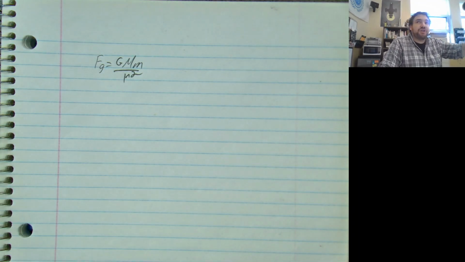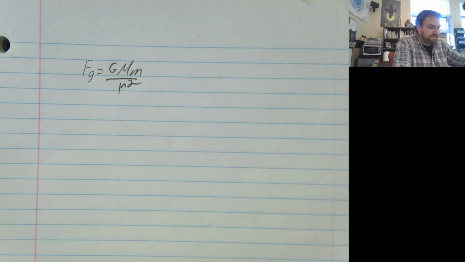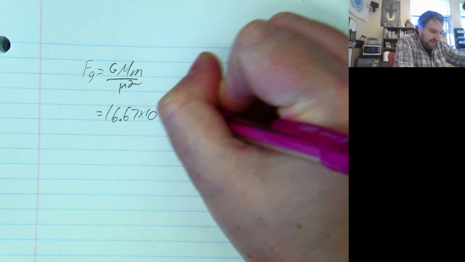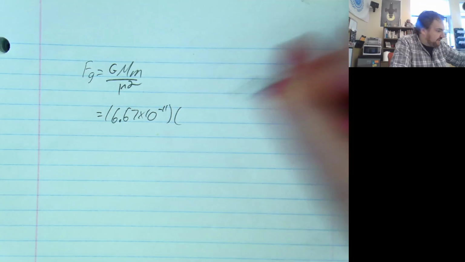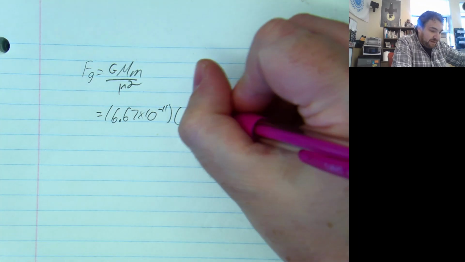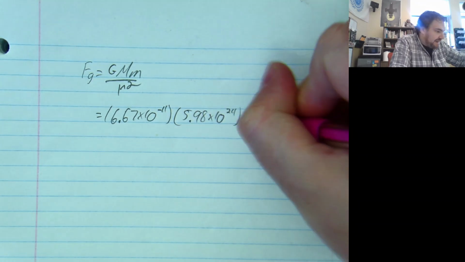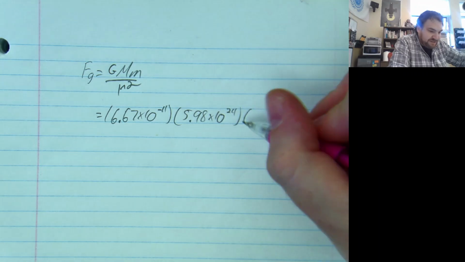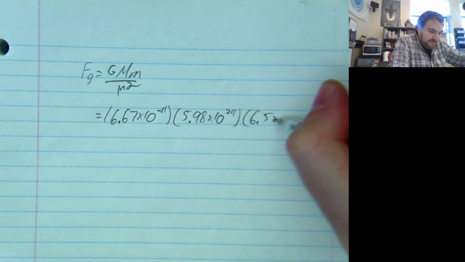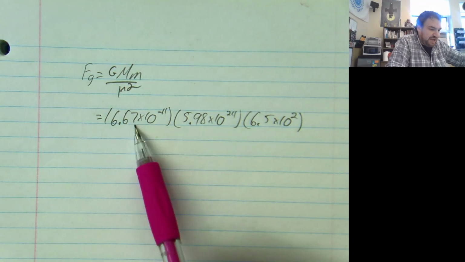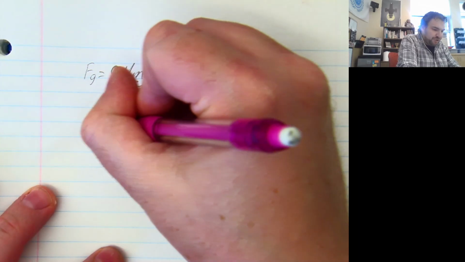So that's the expression we're going to use, and we're just going to plug everything in. We don't know Fg, that's what we're looking for. Big G is 6.67 times 10 to the negative 11. Big M, it's being held above Earth, 5.98 times 10 to the 24. The mass of the object, we're told, is 6.5 times 10 to the 2. So GMm, and then we want that over R squared.